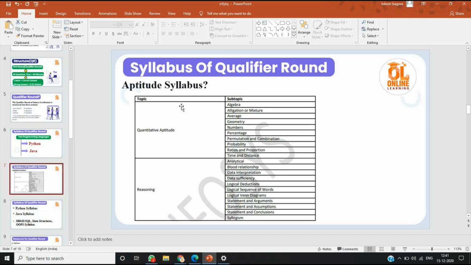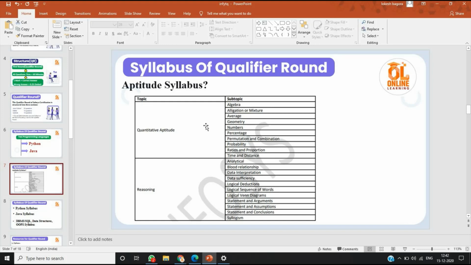There are 10 questions of aptitude, covering two topics. You need to understand these topics very thoroughly, because they are very important. There is a section of quantitative aptitude and a section of reasoning. So there are a total of 10 questions from quantitative aptitude and reasoning.